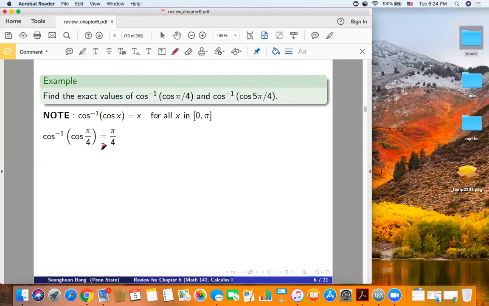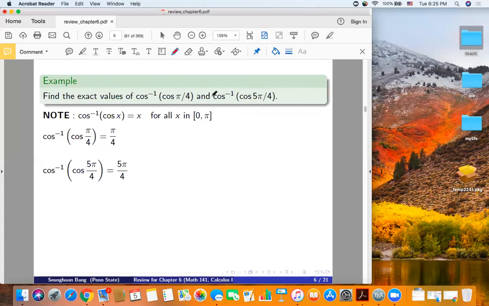What do you think? This is right? Yes? Yes, because was it like pi over 4? Pi over 4 is between 0 and pi. Yes, in the domain, you have to cancel it. Yes, this is true.